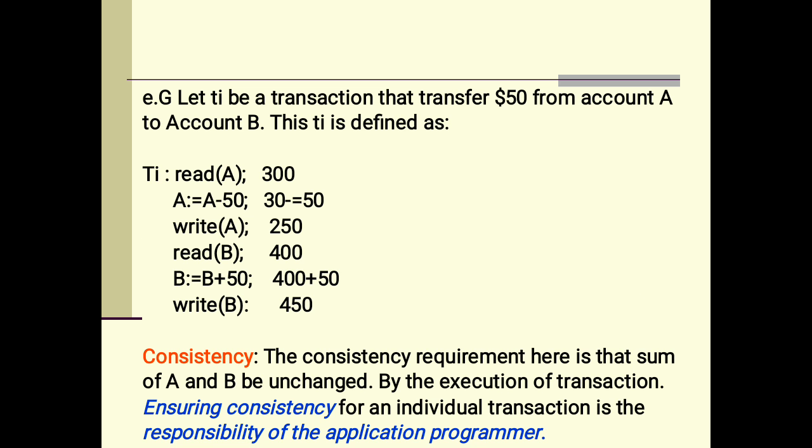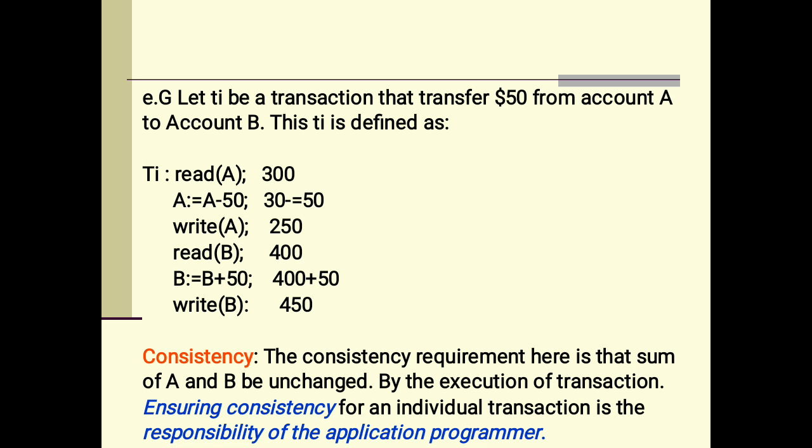After that, read B. For example, in account B we have $400. Then we are going to transfer $50 from account A to account B, so B will be added with $50. So B = B + 50, that means 400 plus 50. And again, the updated value of account B has to be saved in the database, so a write operation on account B has to be performed. So write B, that means after $50 is transferred from account A to B, we have 450 rupees in account B.